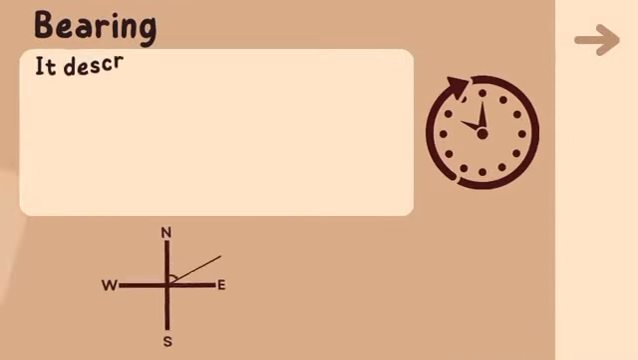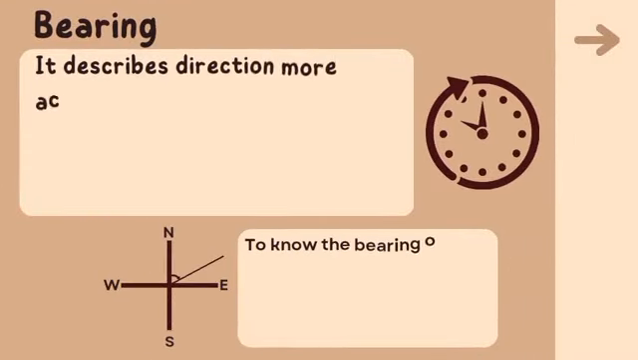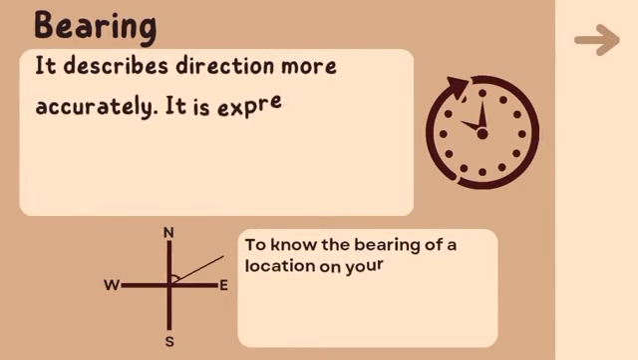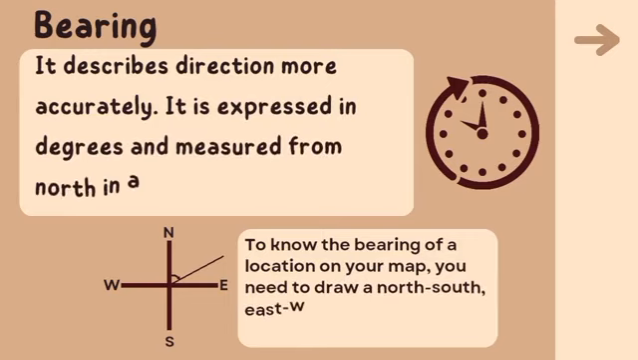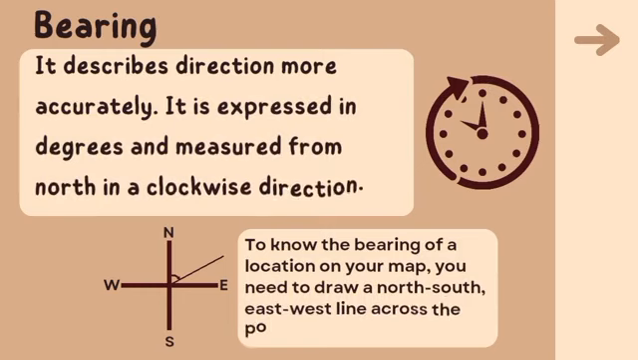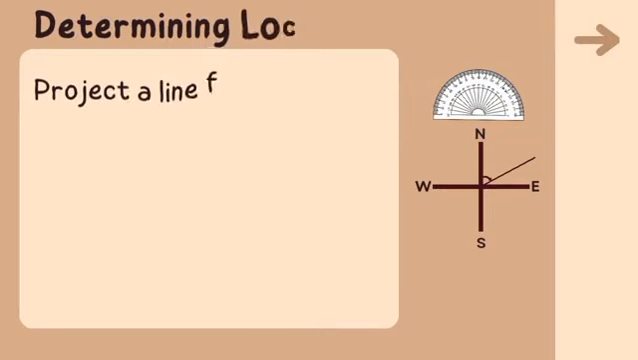Now we're talking about bearing. Bearing is another topic under our map work. It describes location more accurately than direction. It helps us to make accurate references to locations by using degrees and measuring from north. Our true north is always depicted with the arrow N. In the measurement, we use the clockwise rotation and direction of the compass in measuring our distances. To know the bearing or the location on a map, we need to know the true north.